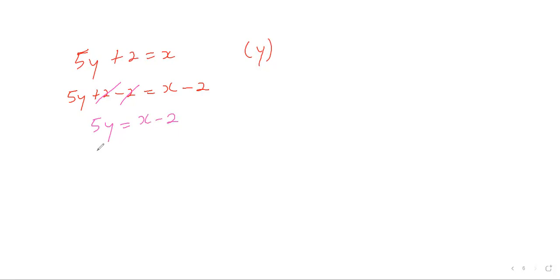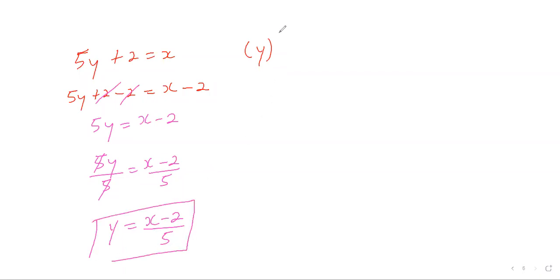So you divide everything by 5. We want to get y by itself, so we get rid of the 5 now. The 5 here is multiplying. Opposite of multiplying is what? Divide. So it'll be 5y over 5 is equal to x minus 2 over 5. This 5 cancels this 5 here. What is left? y is equal to x minus 2 over 5. So this is one method.